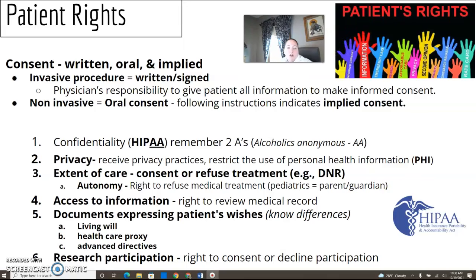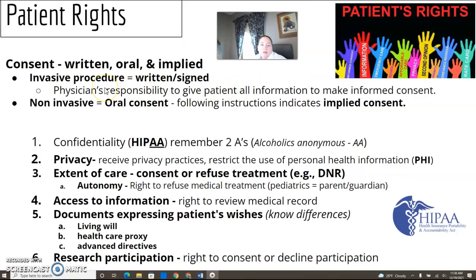All right, so we're going to start with patient's rights, and that specifies consent as written, oral, and implied. Think of your invasive procedures. For us, say arthrograms or myelograms or things of that nature, that's an invasive procedure. It needs a written and signed consent form. It's the physician's responsibility to give the patient all the information and to make informed consent. So they need the patient to be informed. They have to go over all the risks with them prior to the procedure, and they have to sign off on it.